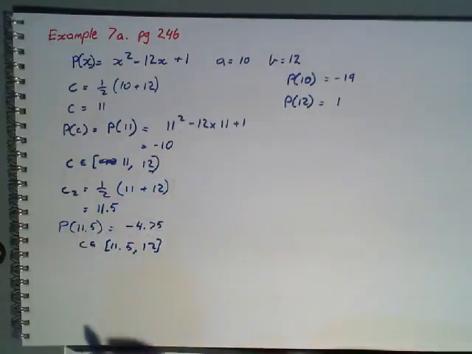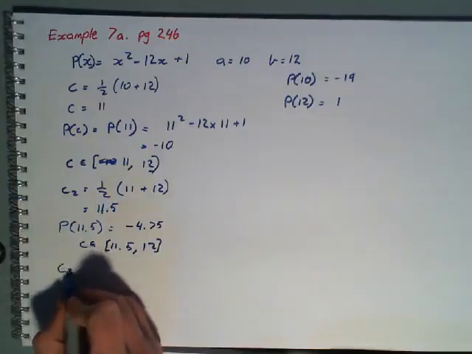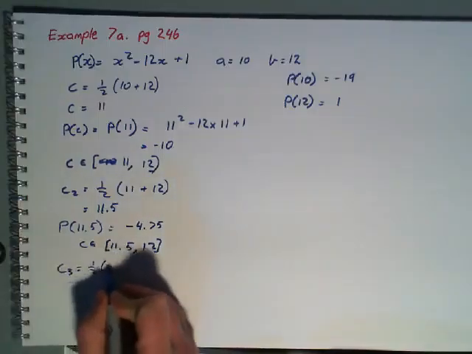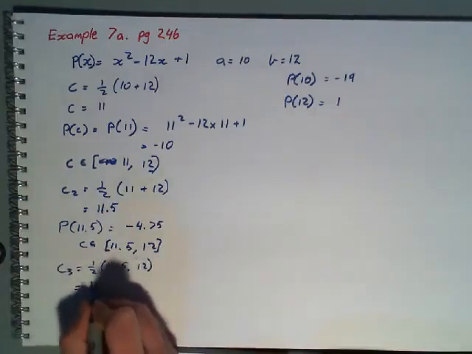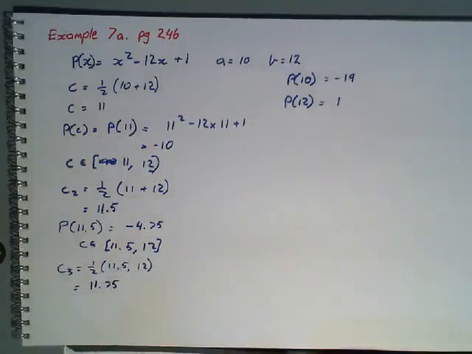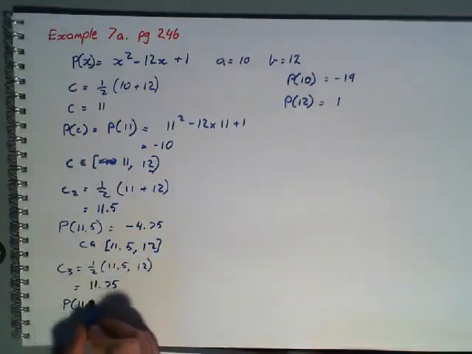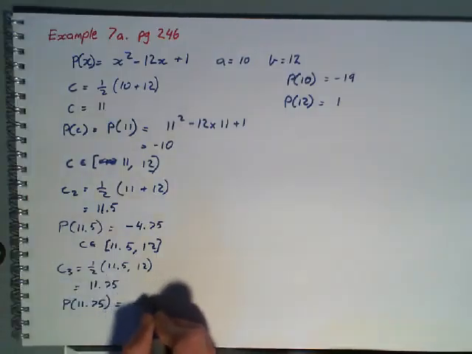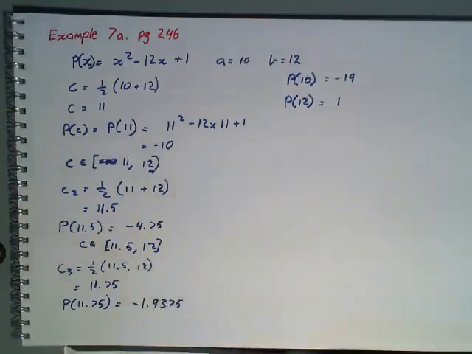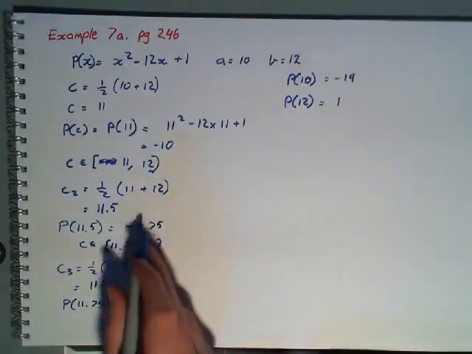Okay, so it's the same method each time. We can do it again, so C, our third time, will be halfway between 11.5 and 12. So halfway between them, about 11.75. So P of 11.75, again put that in your calculator. And we get negative 1.9375. Again, we're getting even closer to 0.